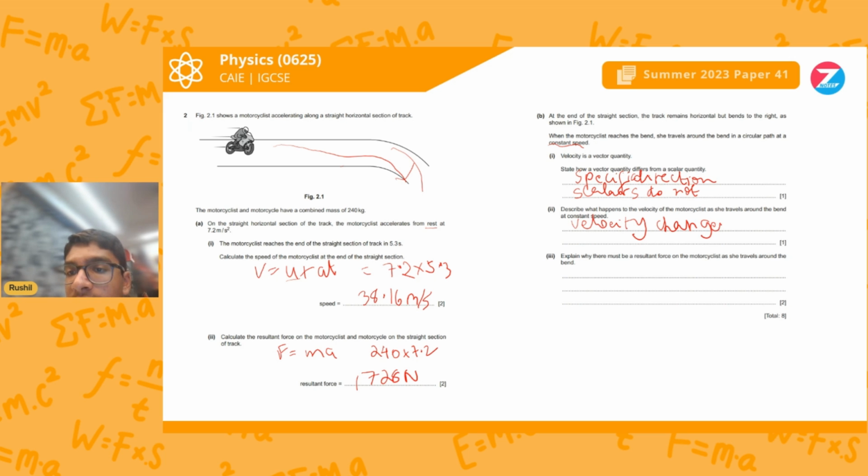Now, explain why there must be a resultant force on the motorcyclist as she travels around the bend. So, as we discussed in the last question, her velocity changes because her direction changes. So, since there is a change in velocity, this is the symbol for change in velocity, there must be acceleration. As we know, force is equal to mass into acceleration. So, for acceleration, a force must exist.